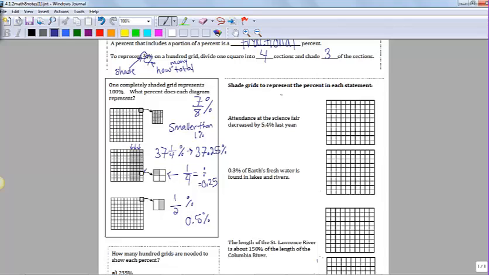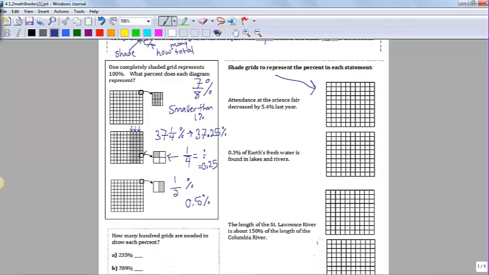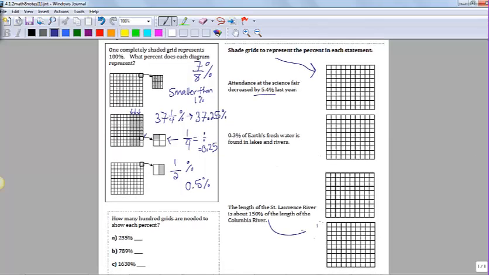Okay, so take some time, pause the video, and see if you can shade in the following. We've got a situation where we're looking at a 5.4% decrease. So shade in 5.4%. Then, 0.3% of the fresh water on the earth is found in lakes and rivers. And the last one, 150%. So you need 2 grids here to complete that. Okay, good luck. Pause the video and start it when you're done.